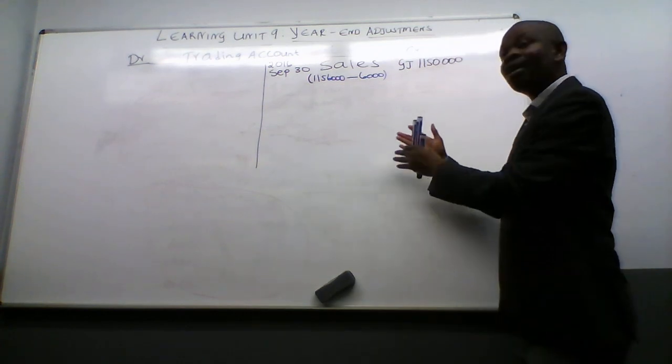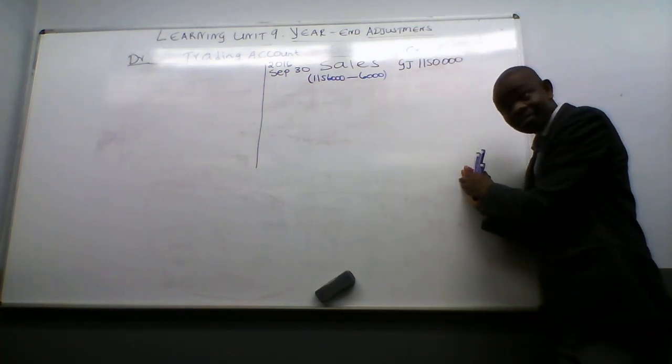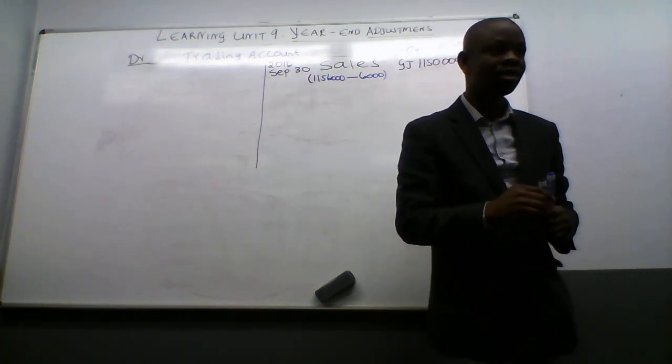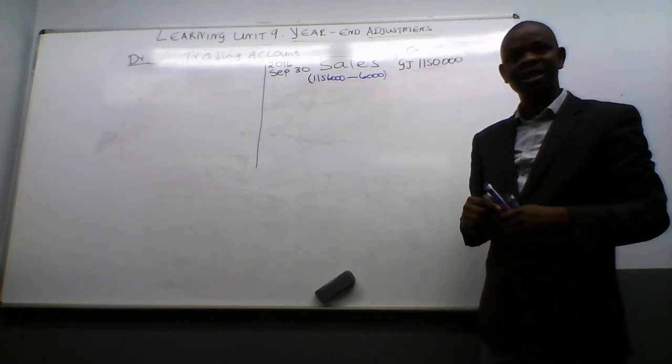Okay. Can we go to the next one? What is the next item you found? Where must I record cost of sales?